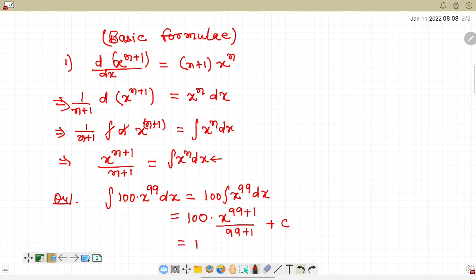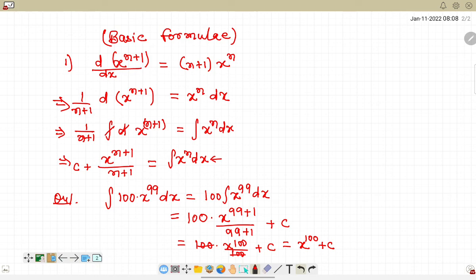And this one is 100 into x raised to the power 100 divided by 100. So these two will cancel, plus c. So the final answer is x raised to the power 100 plus c. So this is the basic concept. Whenever we use the integral, don't forget to write the integration constant c. So this is the first formula.